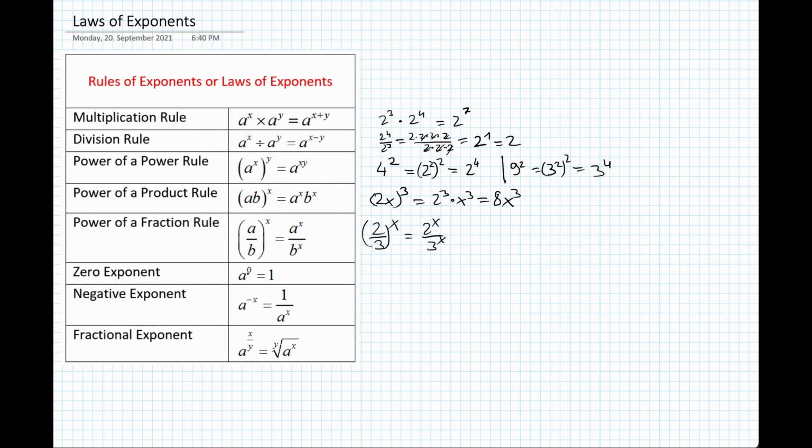Zero exponent, so a to the 0 is always 1. Doesn't matter what you have, so 2 to the power of 0 is equal to 1, or 5 to the power of 0, anything to the power of 0 is always 1. That's also just something you have to memorize. Might seem weird to you why it's that way, but yeah, just try to memorize it.